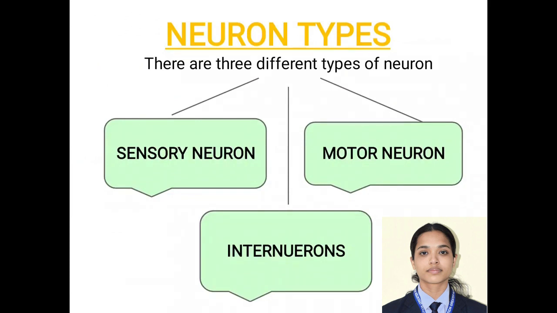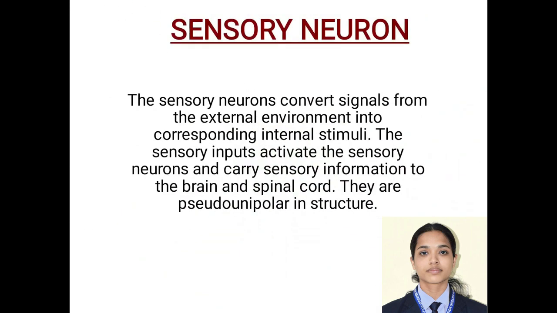Now moving ahead, we will discuss neuron types. So here I had mentioned the three neuron types. First one is sensory neuron, second one is motor neuron, and third one is interneuron. So let's discuss sensory neuron. The sensory neurons convert signals from the external environment into corresponding internal stimuli. The sensory inputs activate the sensory neuron and carry sensory information to the brain and the spinal cord. They are pseudo-unipolar in structure.